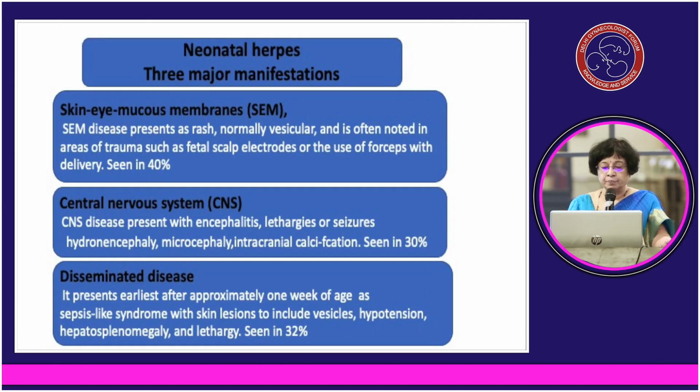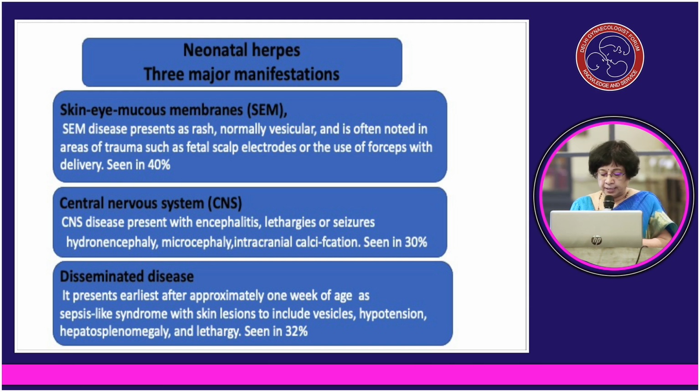So neonatal herpes has three major clinical manifestations. Skin, eye, mucous membrane, that is SEM disease, presents as a rash, normally vesicular and often noted in areas of trauma, such as fetal scalp electrodes or the use of forceps in delivery, seen in 40% of the cases. CNS symptoms, seen in 30%, could present with encephalitis, lethargy or seizures, hydranencephaly, microcephaly, intracranial calcification.